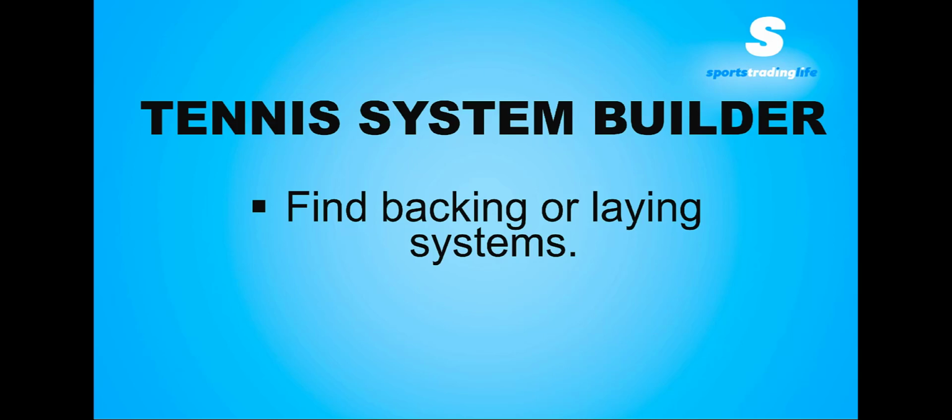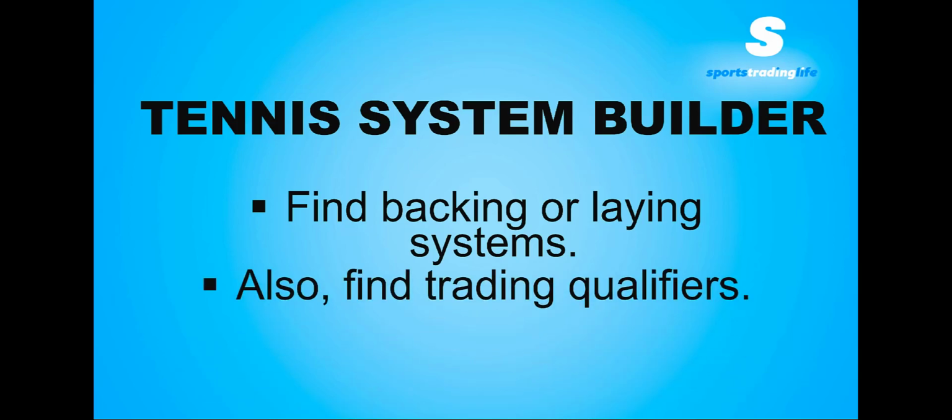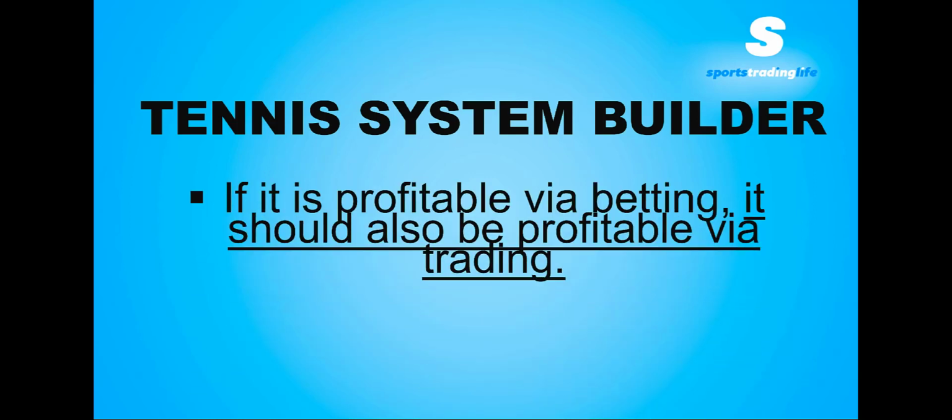But we can also use the system builder to find trading qualifiers, and that is obviously what most people who watch these videos are interested in. It is the trading side of things. Okay, now here's the thing: if we're finding profitable betting systems, they should technically also be profitable via trading, if we're going for the same angles, that is. So if we can see that there's a profitable angle laying underdogs in a certain price range, just laying them, it should also be profitable trading upon them.